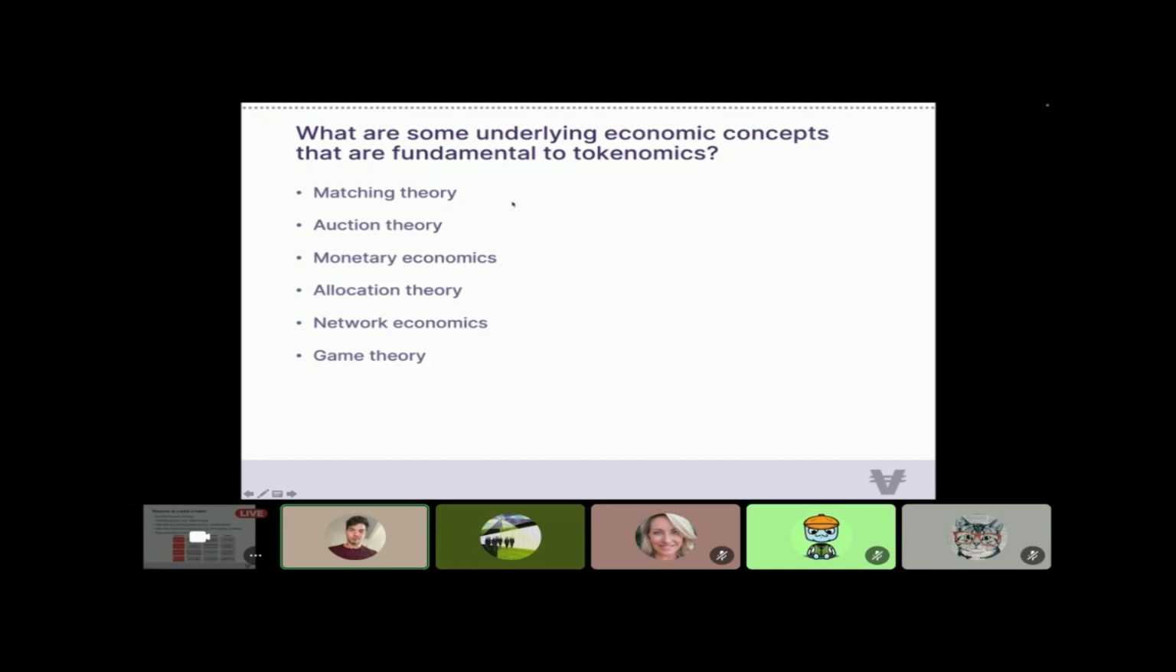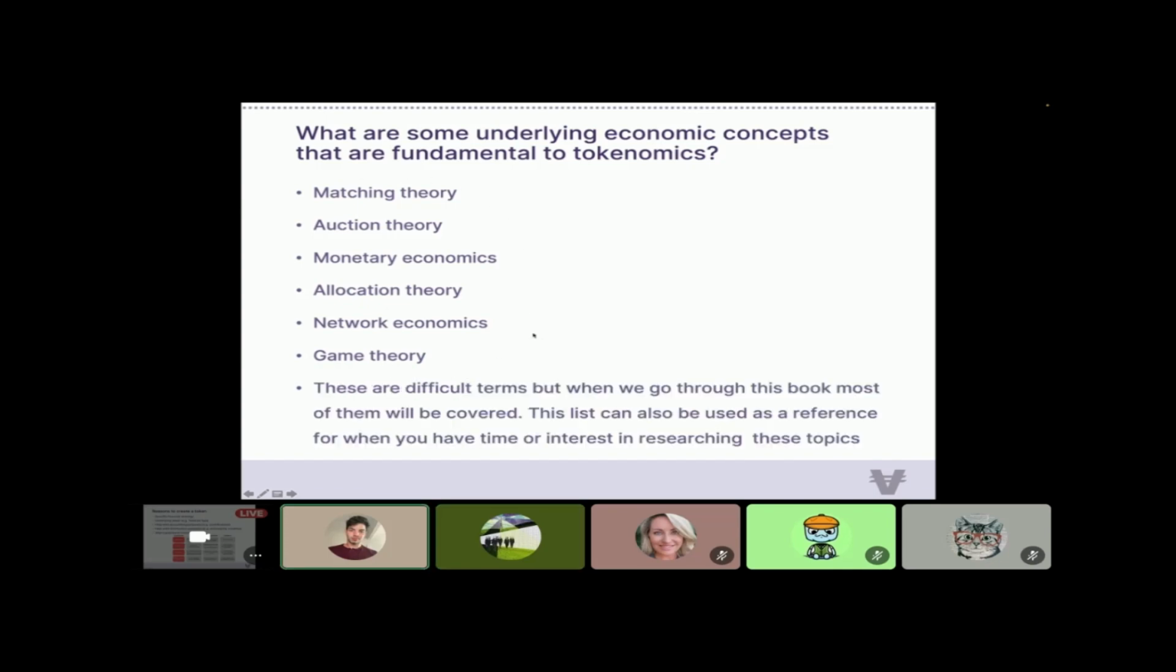So then there were several frequently asked questions. I think there were a total of 10, and personally I didn't feel like showing all 10 of them, so I took 2 of the most important ones. And the first one that I was interested in is, what are some underlying economic concepts that are fundamental to tokenomics? So there are several theories. I'm a little bit familiar with game theory, but with the others I'm not.